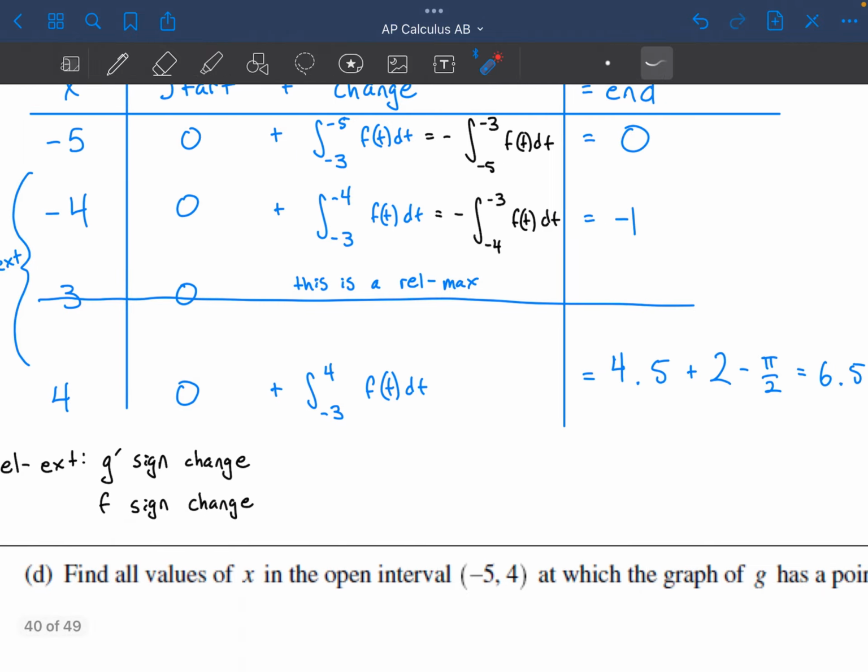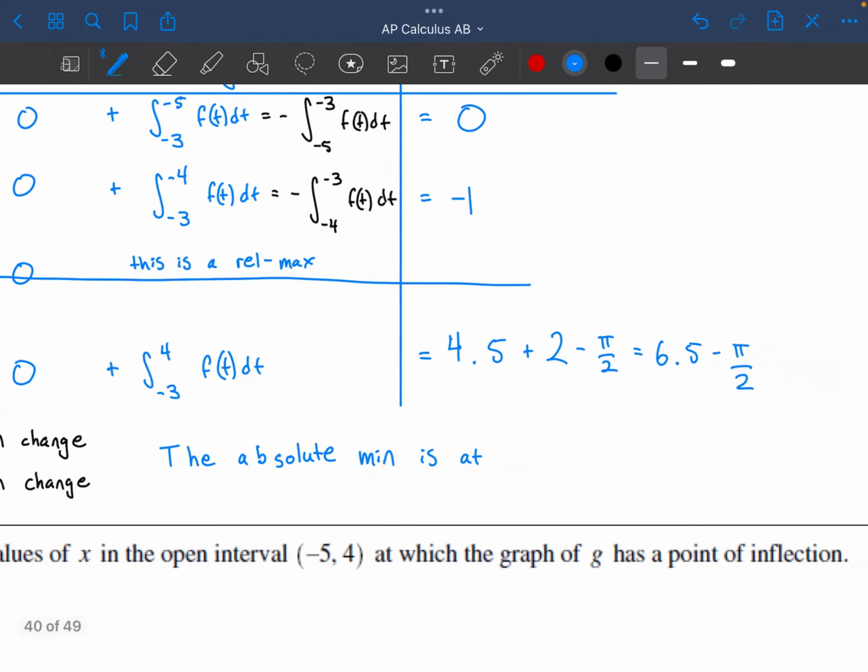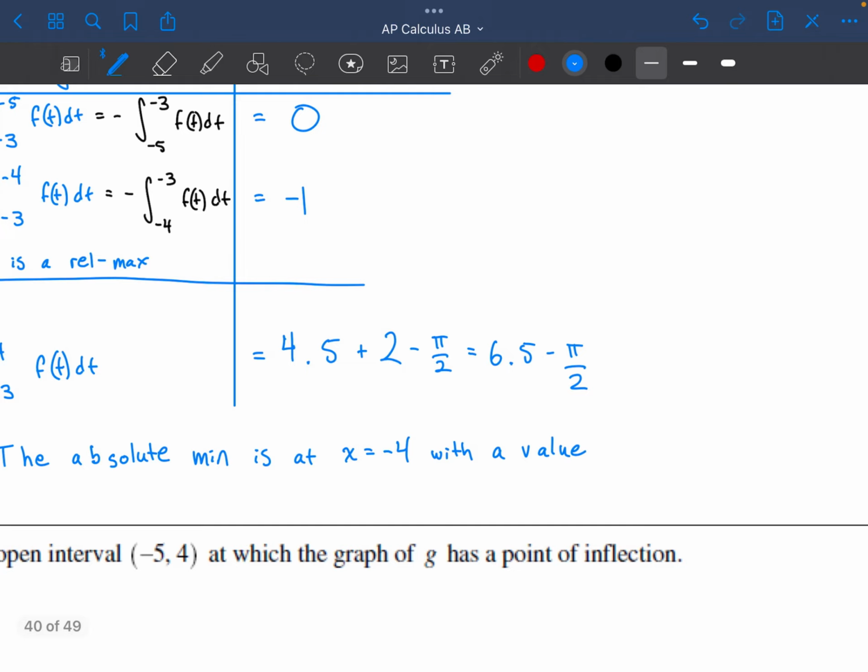So write out your full conclusion. I think I have room down here. I'll come down here and say, I should do a capital letter for the beginning of my sentence. Oh my gosh, I'm just really bad at handwriting right now. The absolute minimum is at x equals -4, with a value of -1.